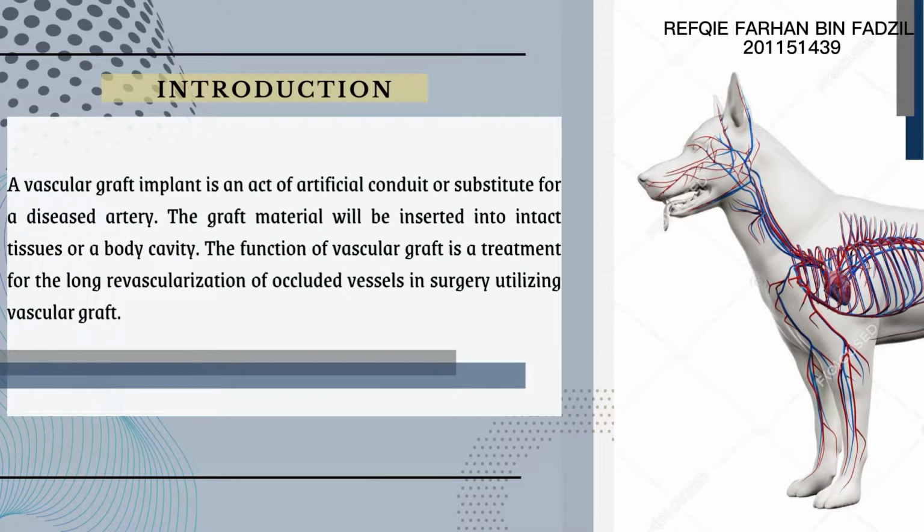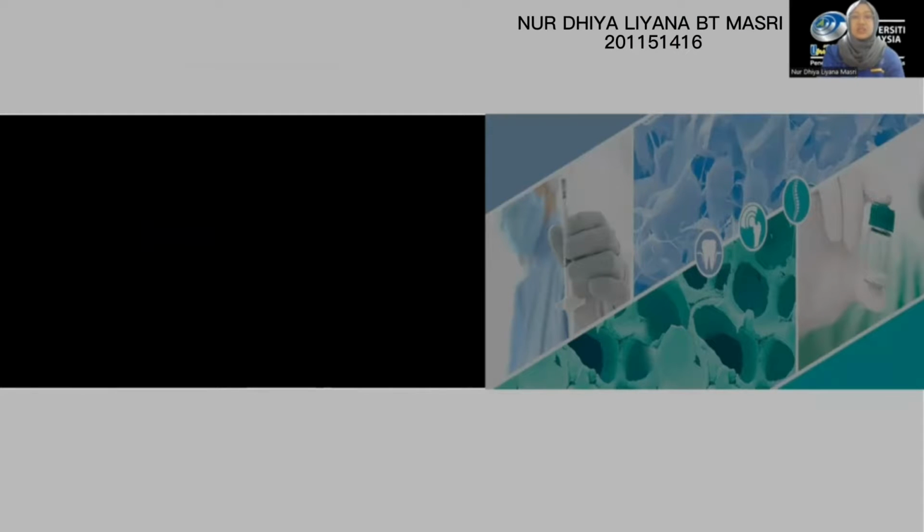Introduction. A vascular graft implant is an artificial conduit or substitute for a diseased artery. The graft material will be inserted into intact tissues or a body cavity. The function of a vascular graft is as a treatment for the long-term revascularization of occluded vessels in surgery. In this study case, a thick collagen shell covers the vascular graft and blood fills the blood vessel.